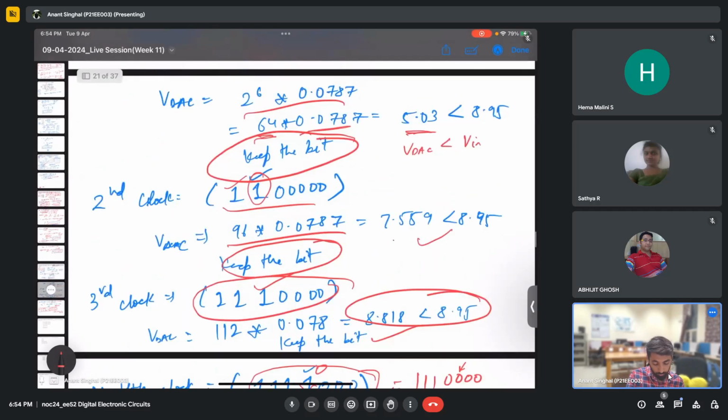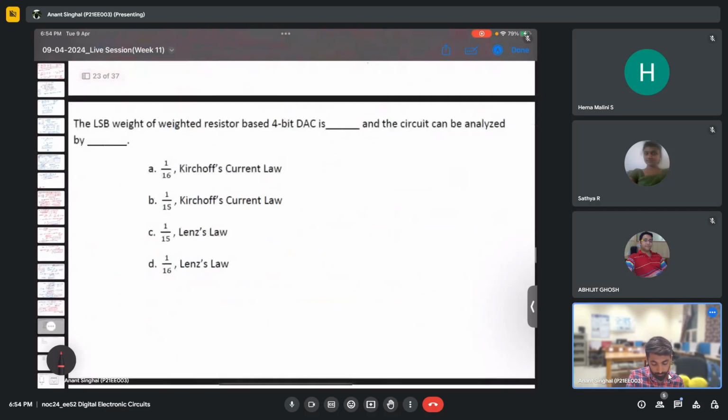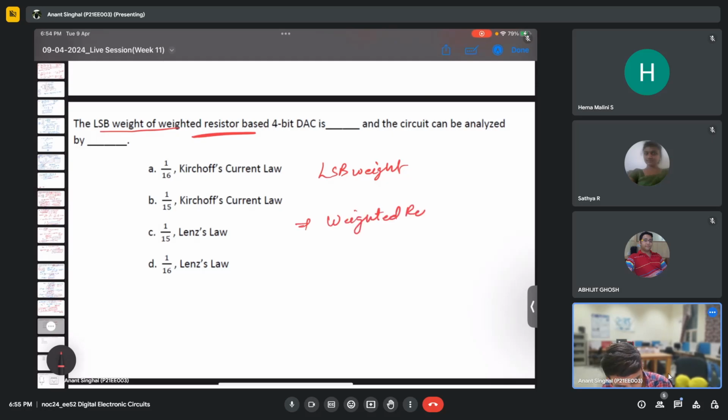So now I guess we can move forward. These are again theoretical questions. Again, the LSB weight of the weighted register. There are two types of DAC that we have studied: one is the weighted register and one is the R2R ladder. This works on the principle of KCL and this works on the principle of Thevenin's theorem, or KVL you can also say.